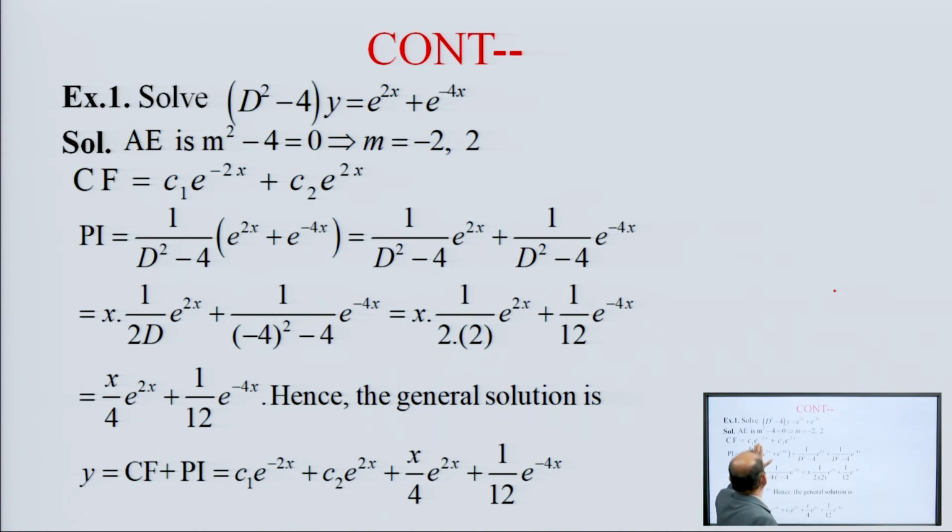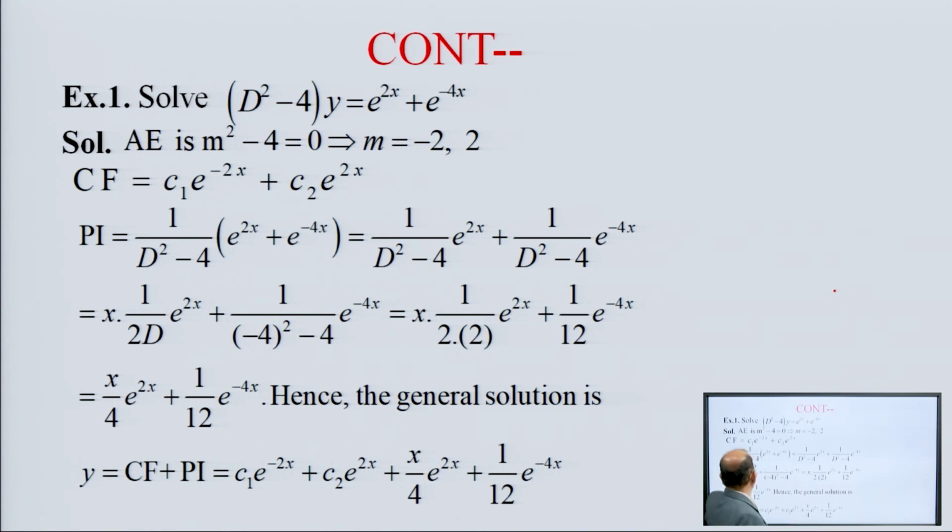The auxiliary equation is obtained by replacing D with m, which means m square minus 4 is equal to 0. This implies m is equal to minus 2 and 2. Complementary function is c1 e^(-2x) plus c2 e^(2x).